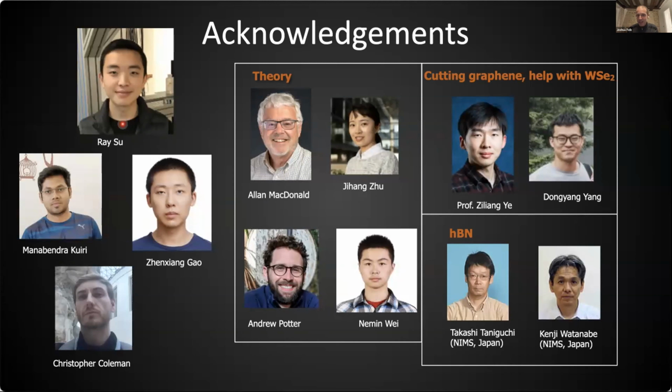And then the theory has been critical for this, as always, but especially in this case. I'm really new to the field of 2D materials in general and twisted graphene specifically. So we've really counted on our theory collaborators, both at the University of Texas, Alan and his postdoc and student, and then Andrew Potter at UBC, and Marcel. And Ziliang has been great at helping us with the most critical tricks of making these twisted samples, and Dong Yang, and Ziliang's other students as well. And of course, we count on great HBN from our Japanese collaborators.